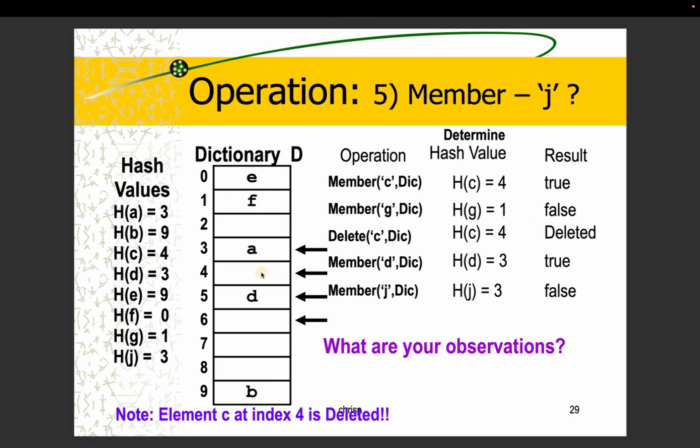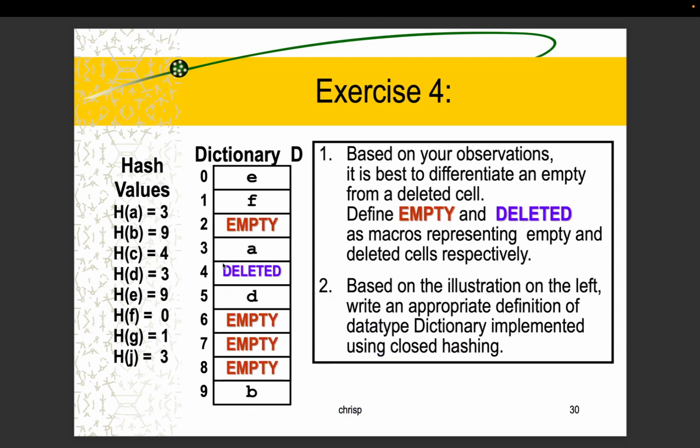Now, we deleted letter C, so it's deleted here. And we look for member D. So D is supposed to be at index 3. So ni-check siya, D is not A, so I'll go to the next. Deleted is not the same as empty, so there was something here that could have displaced my D or collided with my D. So I go to the next. D is found. So you only stop if the element is found or if you find an empty cell.